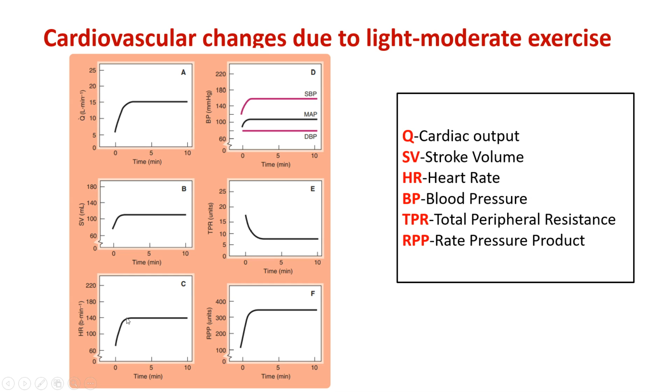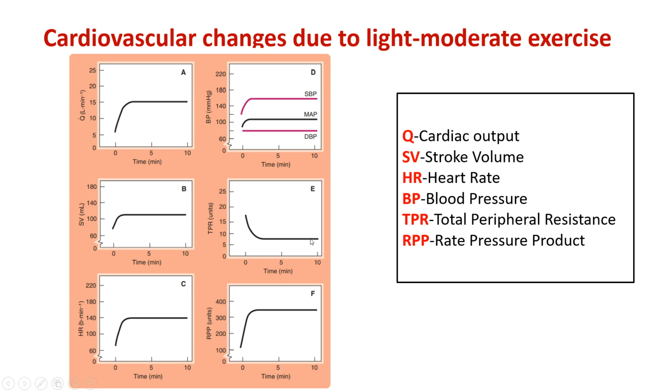The heart rate also increases. Both stroke volume and heart rate increases can lead to an increase in the cardiac output. The blood pressure, namely the systolic blood pressure, increases to a certain extent, depending on the intensity of the exercise, whereas the diastolic blood pressure in light to moderate exercise remains the same. The total peripheral resistance decreases during exercise.